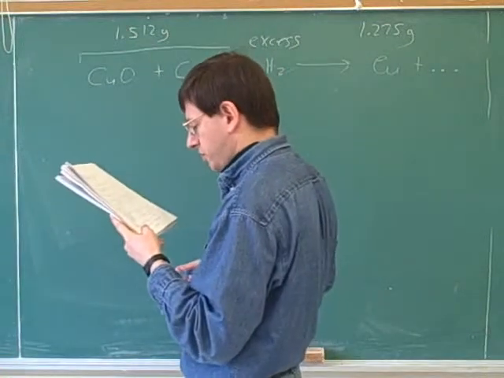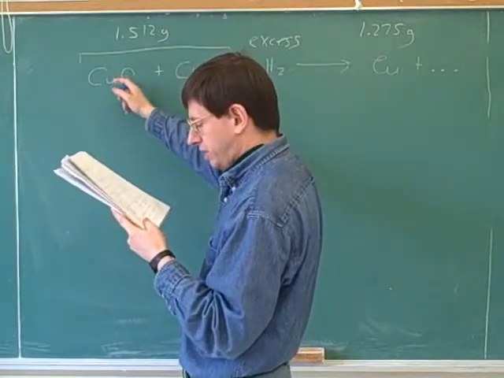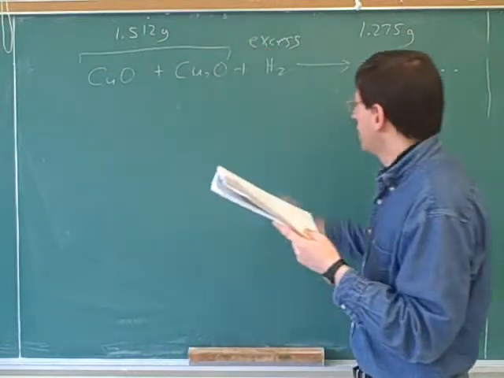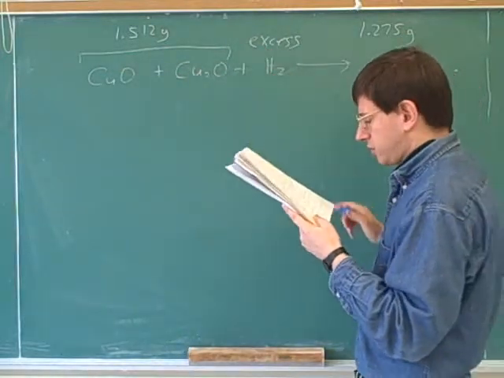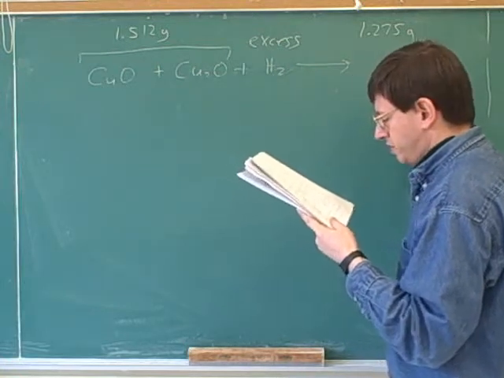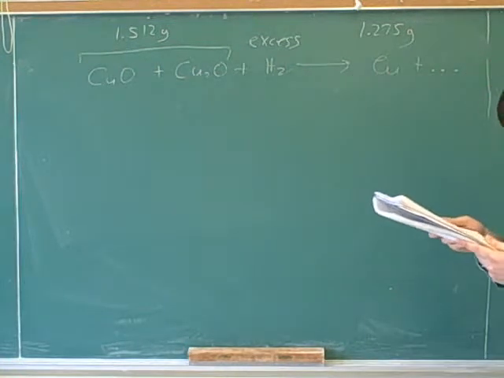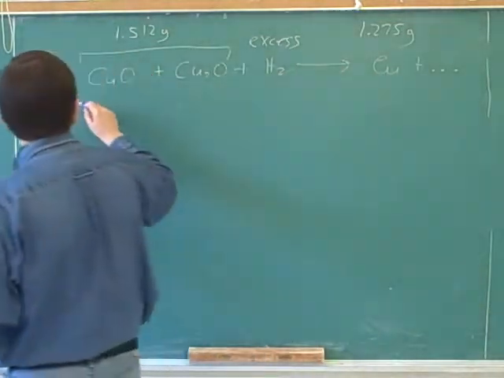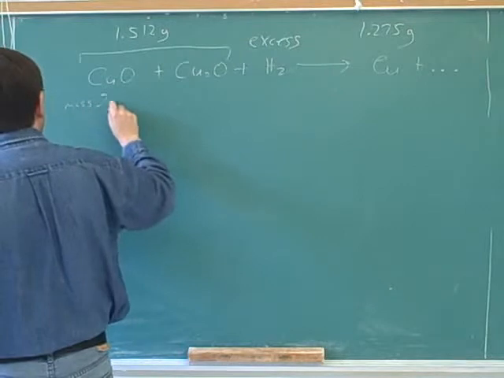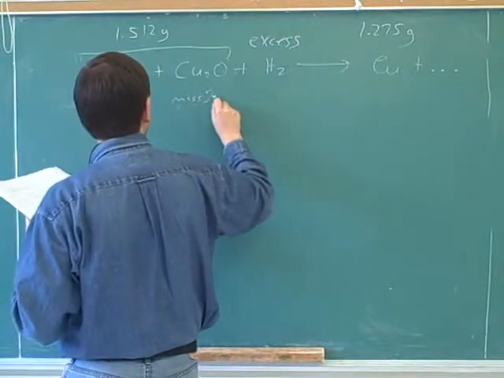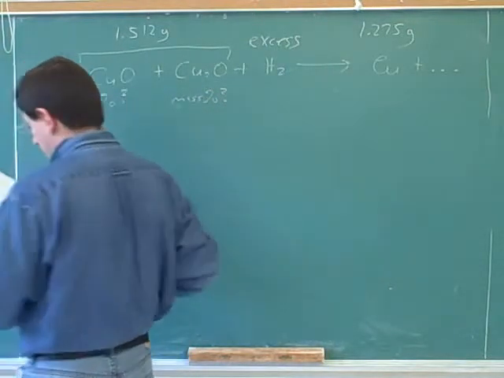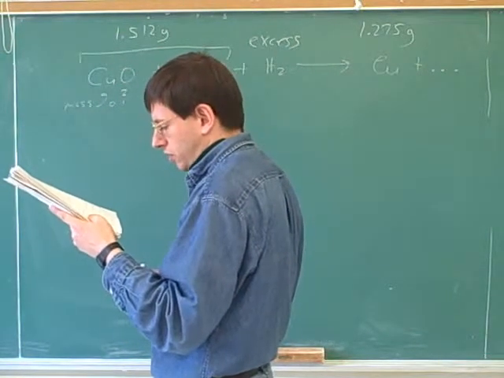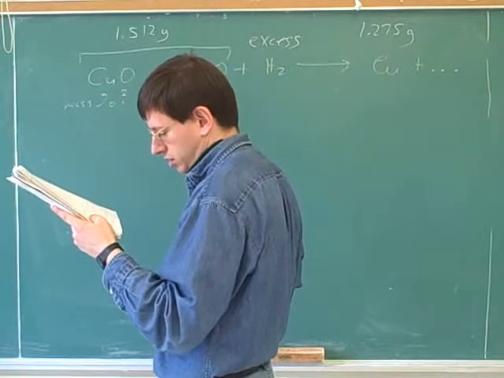So we got 1.512 grams of combined CuO and Cu2O reacting with excess hydrogen, and that's going to form 1.275 grams of metallic copper. And the question is, what's the mass percent? We want to know the mass percent of CuO and Cu2O in the original mixture.